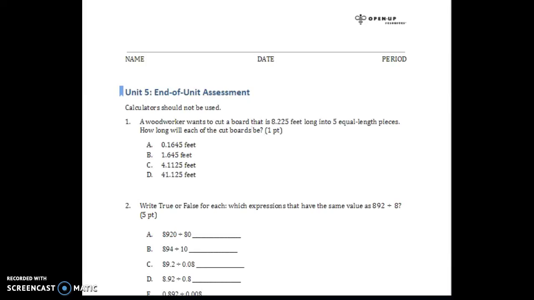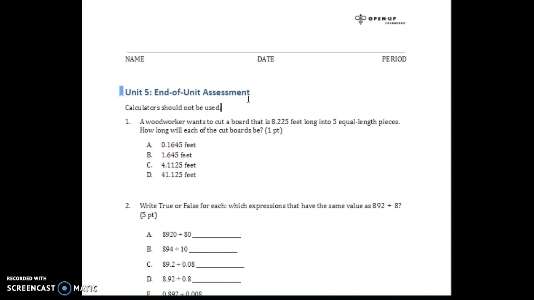Unit 5 End of Unit Assessment. Calculator should not be used. Question 1. A woodworker wants to cut a board that is 8.225 feet long into 5 equal length pieces. How long will each of the cut boards be?